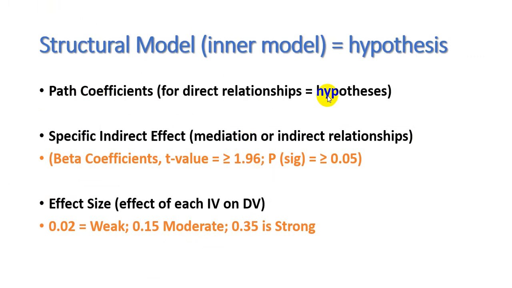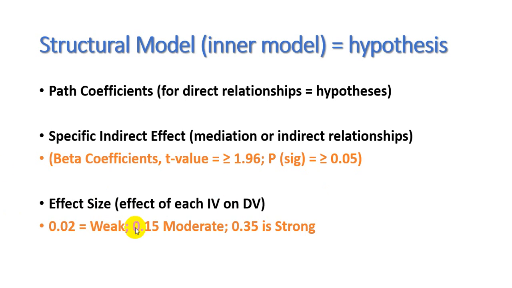So we are done with path coefficient direct relationship. We're done with the specific indirect effect for mediation and moderation. Actually, like I said, for moderation we can check path coefficient if we're able to create a moderation effect in our model. And the last one is effect size. Instead of just explaining effect size, I'll also be explaining the R square.